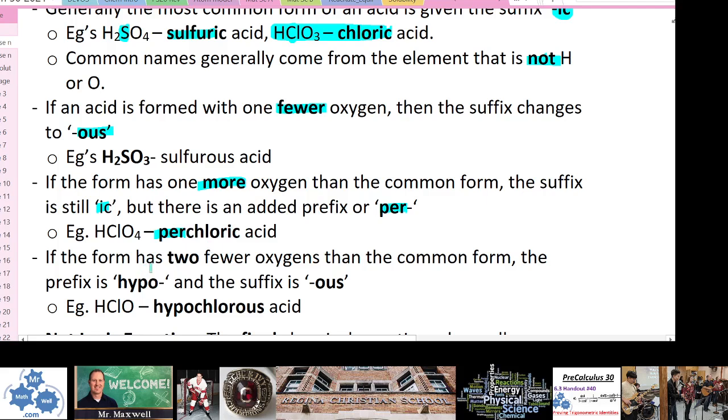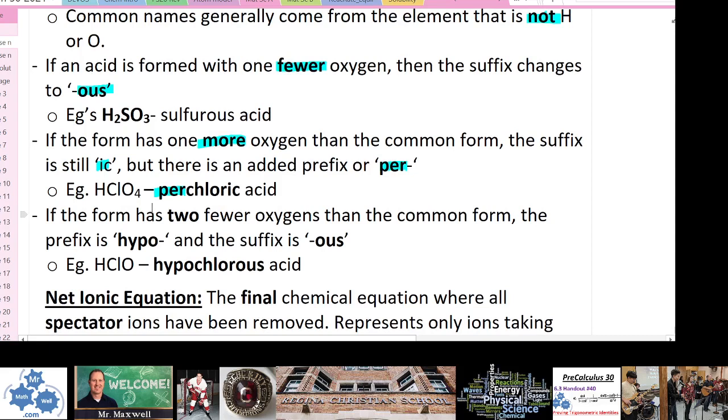Now if we go the other way again, and the form has 2 fewer oxygens, I think this is probably as far as we're going to go in all these different naming strategies. If it has 2 fewer oxygens, then the common form, the prefix is hypo, and the suffix is ous. So again, going with the H, the Cl, and the O, if we have 2 fewer oxygens, HClO is hypochlorous acid.